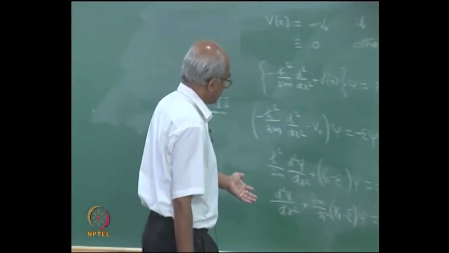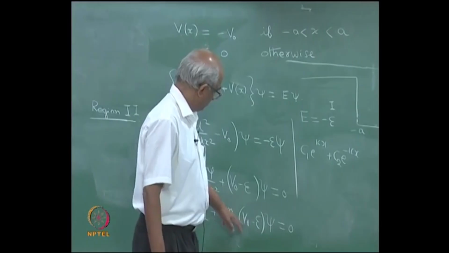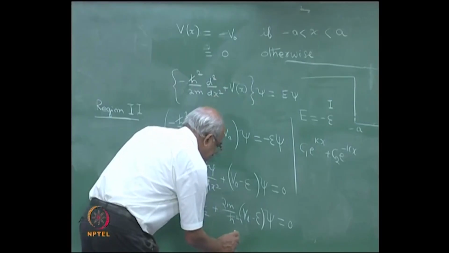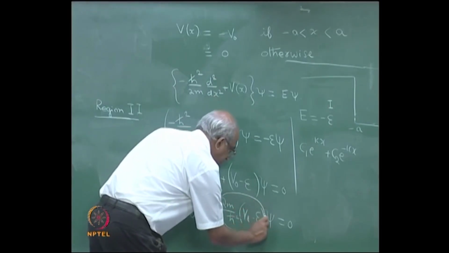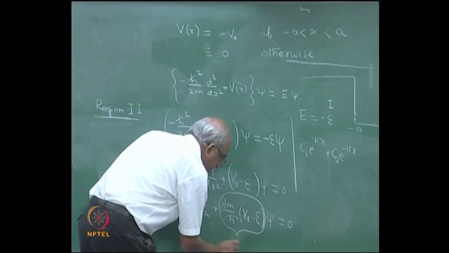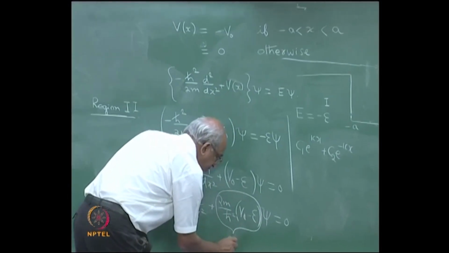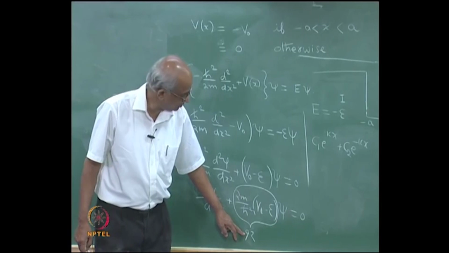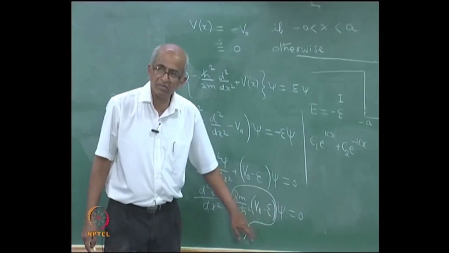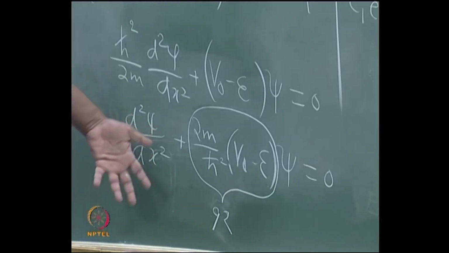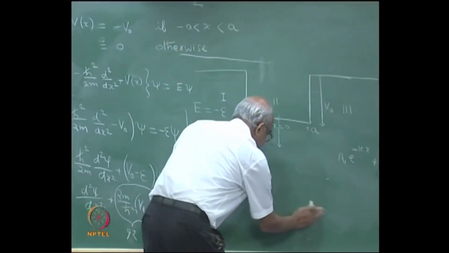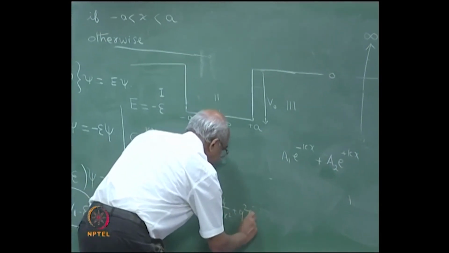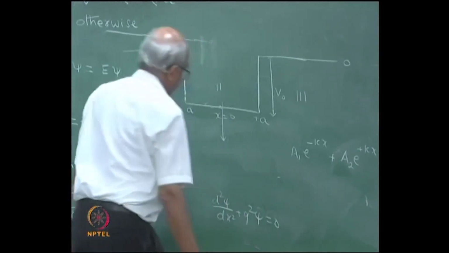Now, V0 is a constant, epsilon also is a constant. Therefore, this whole thing is a constant, and it is perhaps convenient that I introduce another constant, which I will define such that the new constant is q, and q square is equal to this number. So, therefore, in this region the differential equation has the form d square psi by dx square plus q square psi is equal to 0. That is in region 2.